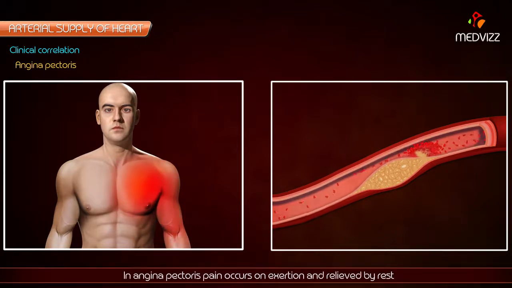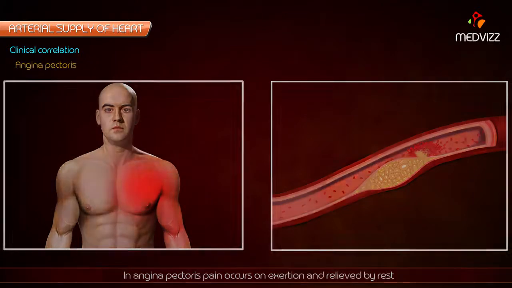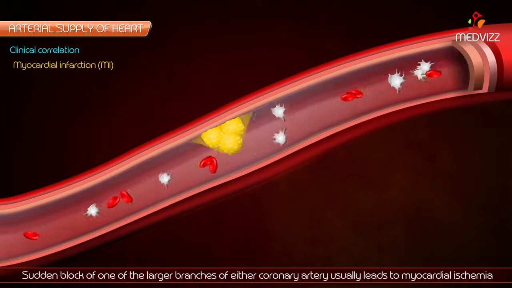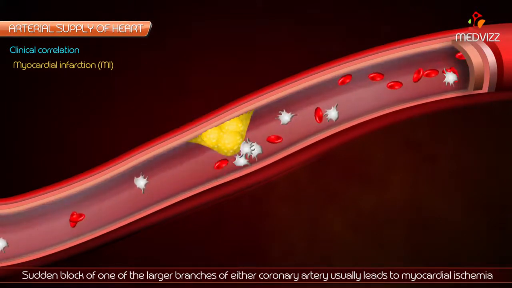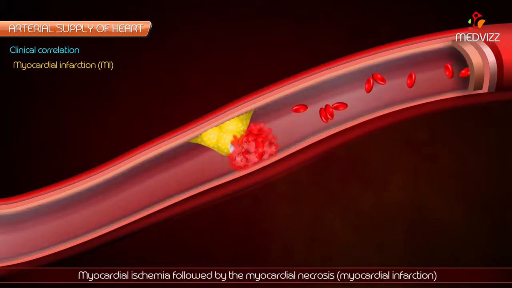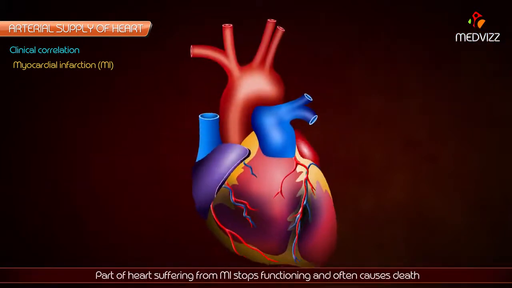This is because the coronary arteries are so narrowed that ischemia of cardiac muscle occurs only on exertion. Myocardial infarction. A sudden block of one of the larger branches of either coronary artery usually leads to myocardial ischemia, followed by myocardial necrosis, which is myocardial infarction. The part of heart suffering from myocardial infarction stops functioning and often causes death. This condition is termed heart attack or coronary attack.